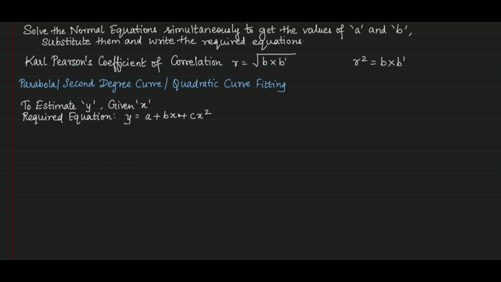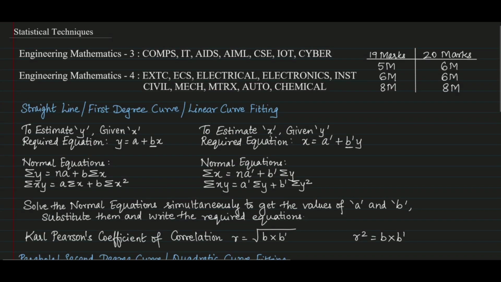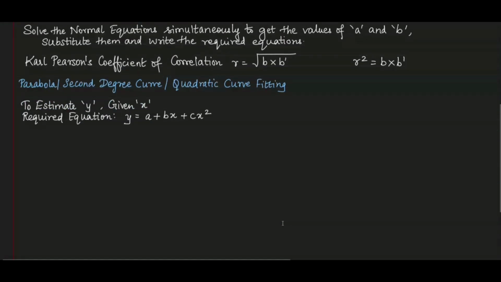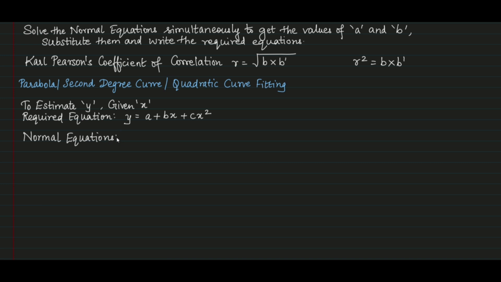Now, earlier it was a linear curve fitting or first degree curve fitting. So we went up to a maximum of x to the power 1. But now, it being a second degree or quadratic curve fitting, we go from x to the power 1 also to x to the power 2. So we have one more coefficient over here, c, which is the coefficient of x power 2. So as we have three coefficients a, b, c, we need to find three normal equations and solve them.